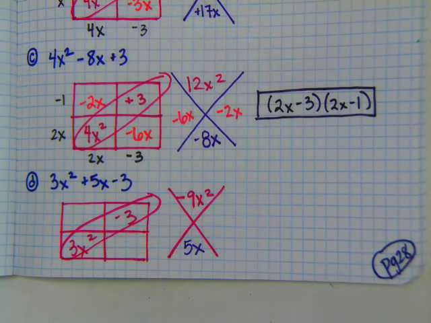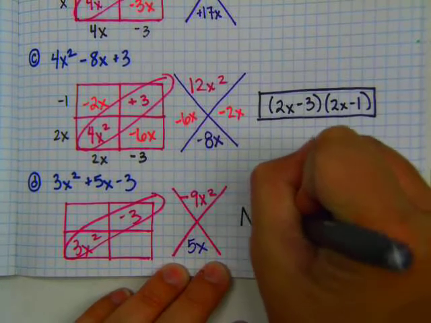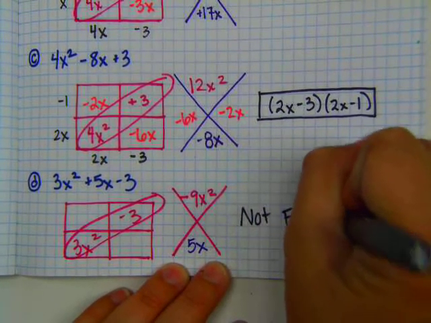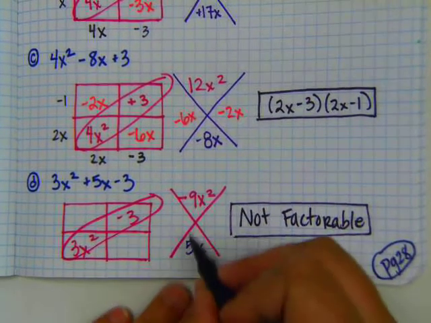So all we write here is this is not factorable. And that's perfectly fine to be not factorable. Some will not be factorable, and you just have to recognize when that happens.